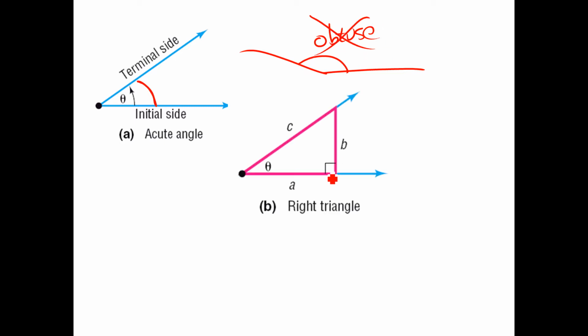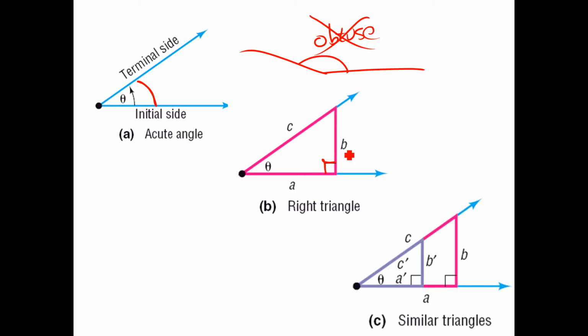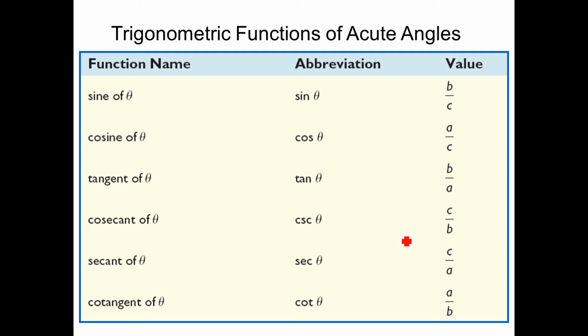Again, a right angle forms a 90-degree angle. And a right triangle forms a right angle, 90-degree triangle. And similar triangles have the same angles in similar spots, but the lengths of their sides are going to be ratios of one another. Alright, so let's dive in here.